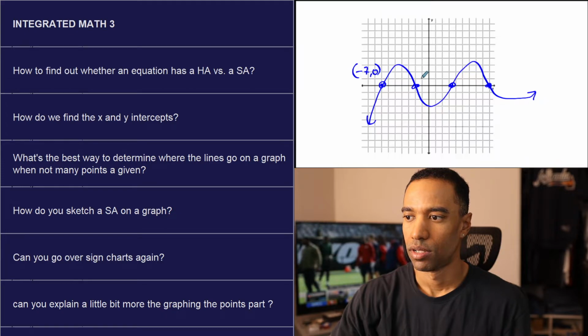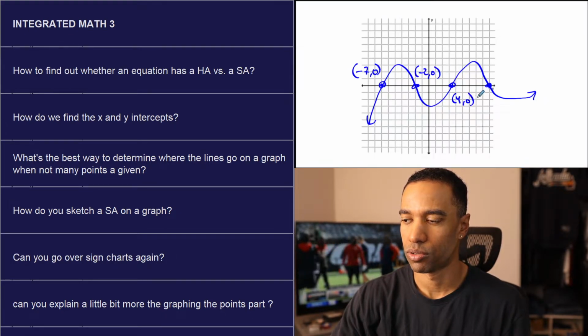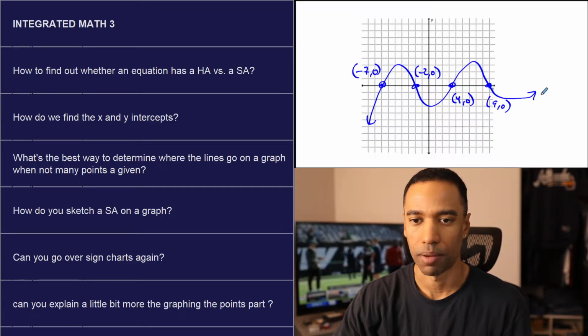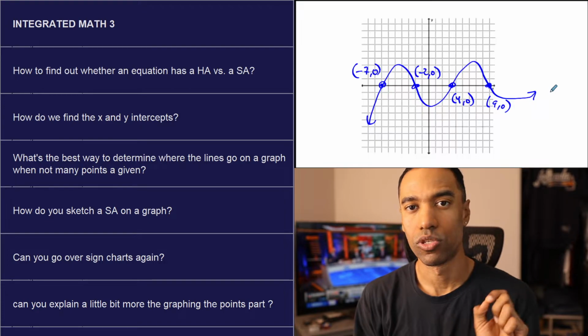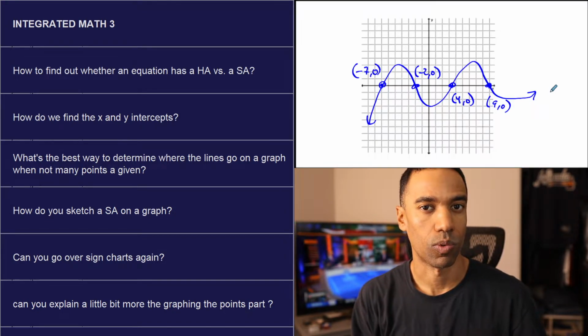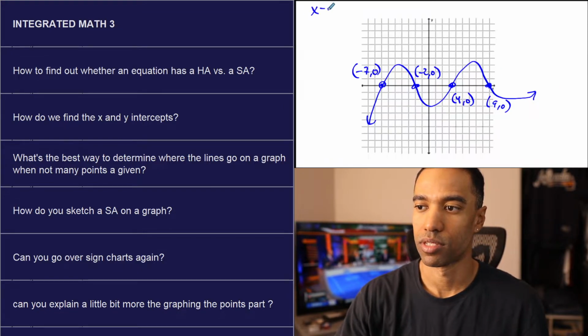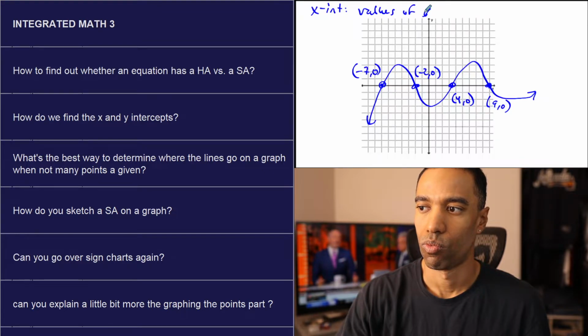I don't know if I hit the points perfectly, but this is around -7, 0. This is -2, 0. Let's pretend that is 4, 0. Let's pretend that is 9, 0. Those are points where they cross the x-axis. Those are known as x-intercepts. What do they all have in common, number-wise? They are all values of x when y equals 0. X-intercepts are values of x when y equals 0.